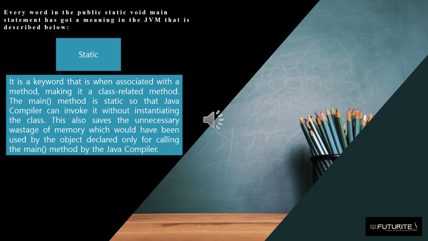So you do not need to create an extra object of the class. In the next line it is written that the main method is static so that the Java compiler can invoke it without instantiating the class. Instantiating a class means creating an object for the class. Without that, you can access the method.